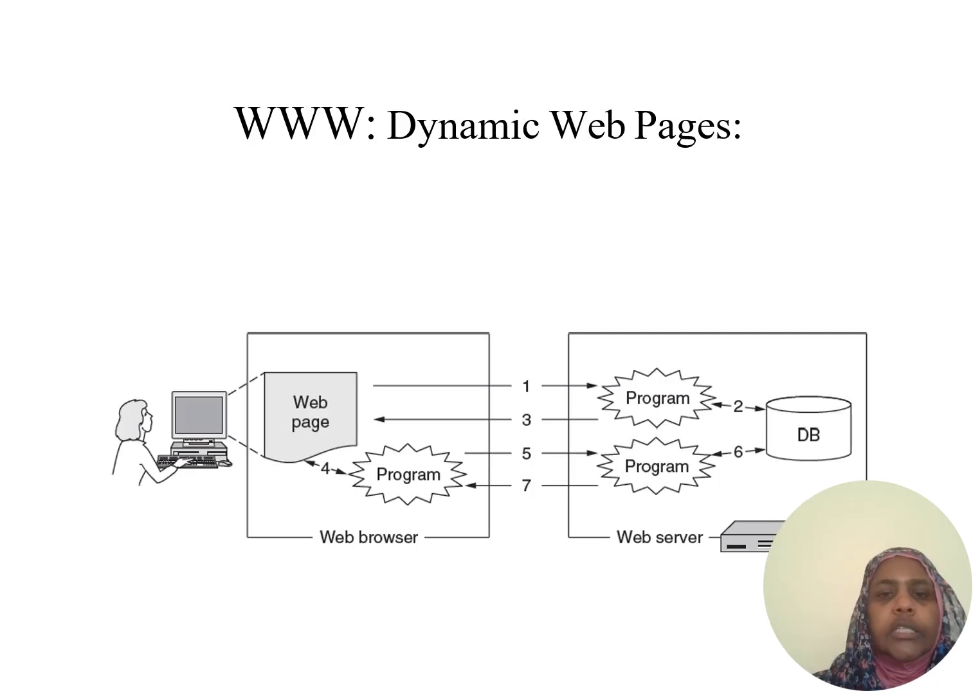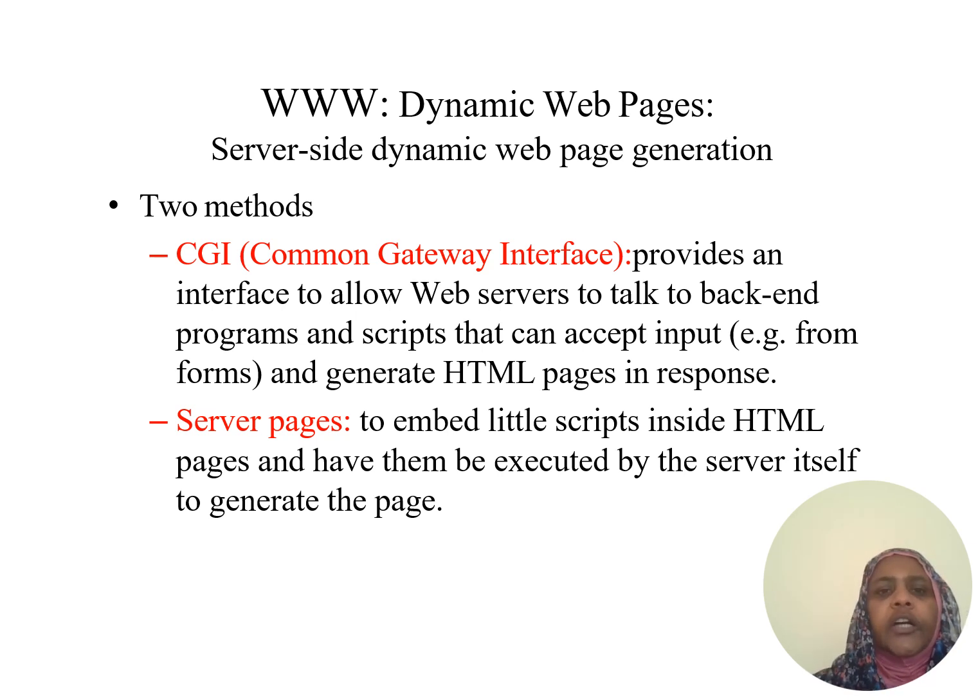As for dynamic web pages, these are web pages that interact with the user and change their content depending on execution of programs, either on user side or on server side. On server side, there are 2 methods: CGI, Common Gateway Interface, that provides an interface to allow web servers to talk to backend programs and a script that can accept input, for example, from forms, and generate HTML pages in response, or server pages to embed a little script inside HTML pages to be executed by the server itself and to generate the page.